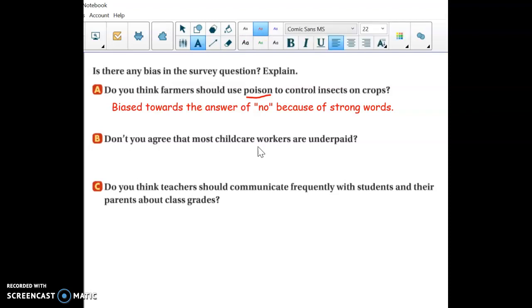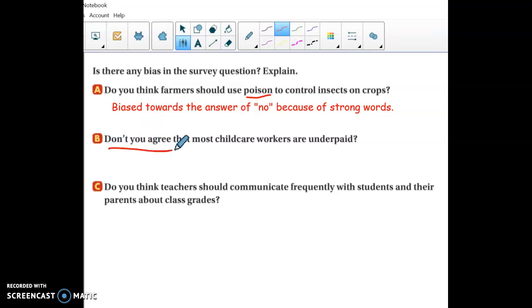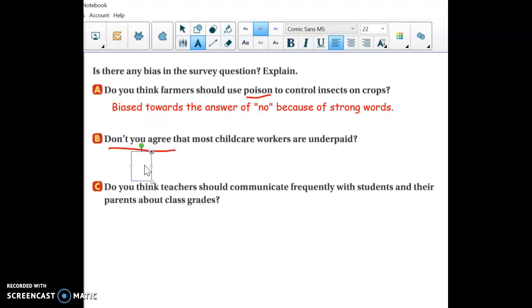Do you agree that most childcare workers are underpaid? And this one again would be a leading question because it says, don't you agree? So it's trying to get them to say yes. So this would be a leading question, or biased towards yes would be another way to say it.